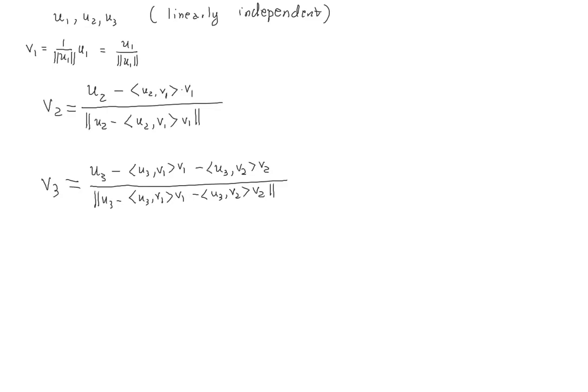And if you had a fourth vector, then in the fourth step, you would have to subtract three projections. Okay? This is the Gram-Schmidt method. Let's do an example.